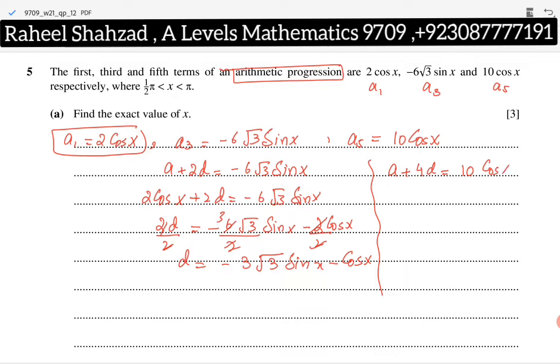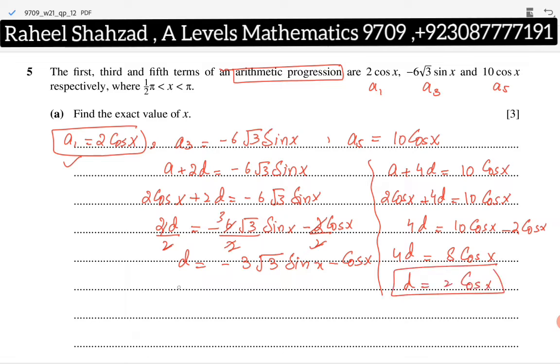Okay, coming to the fifth term, it can be expressed as a plus 4d, that is equal to 10 cos x. Value of a is 2 cos x, so 2 cos x plus 4d is equal to 10 cos x. So that makes it 4d is equal to 10 cos x minus 2 cos x, that will be 8 cos x. It's 4d, and d is equal to 2 cos x.